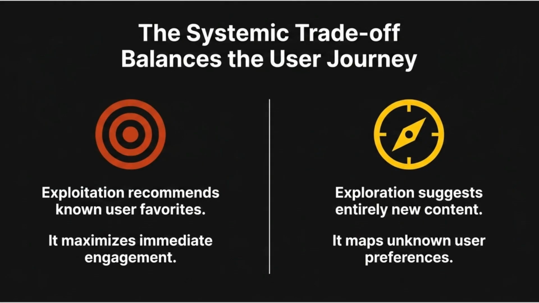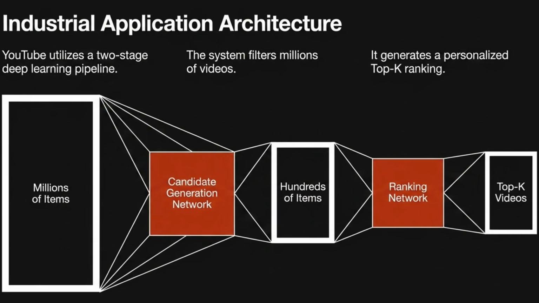System design involves a constant trade-off between exploitation and exploration. Exploitation focuses on showing users what they already like to maximize engagement, while exploration suggests new content to better understand user preferences. Many industrial applications, such as YouTube, utilize a two-stage deep learning pipeline. This architecture filters millions of items down to a personalized top K ranking for the user.